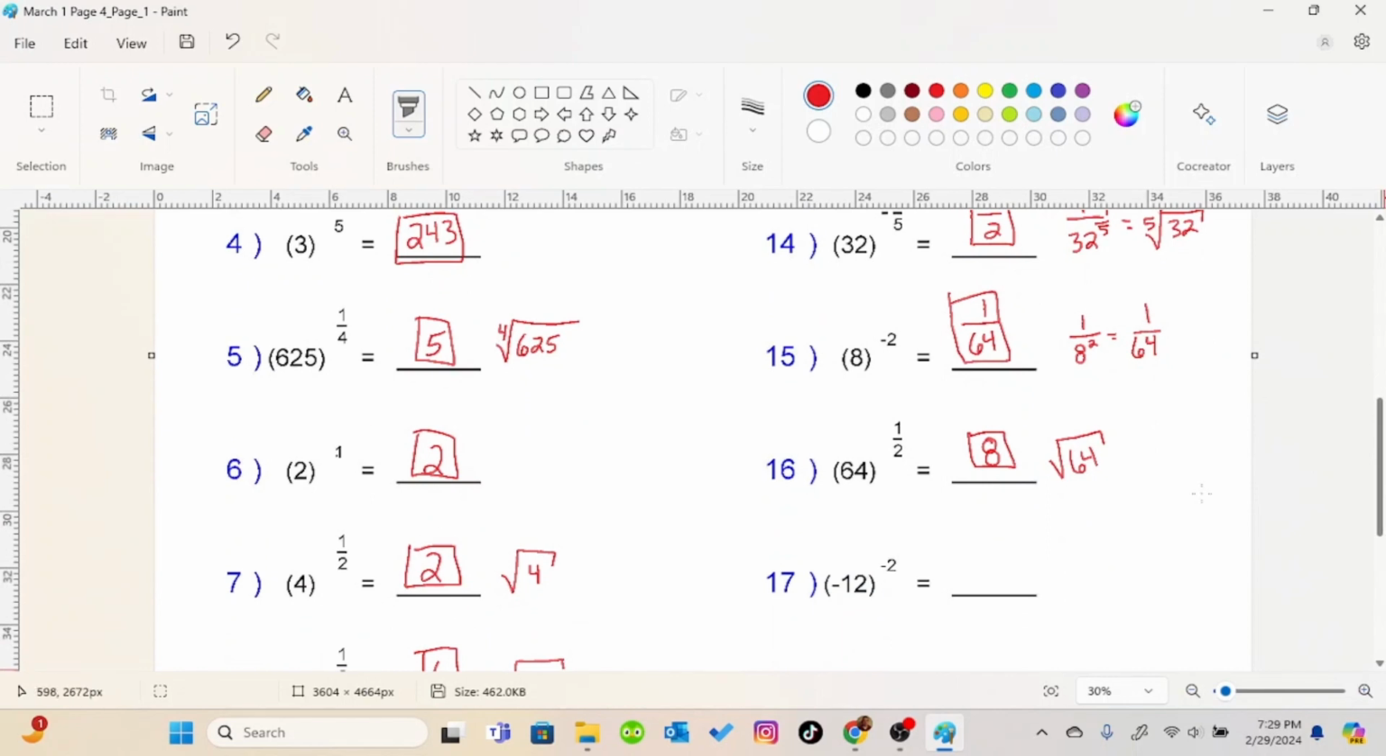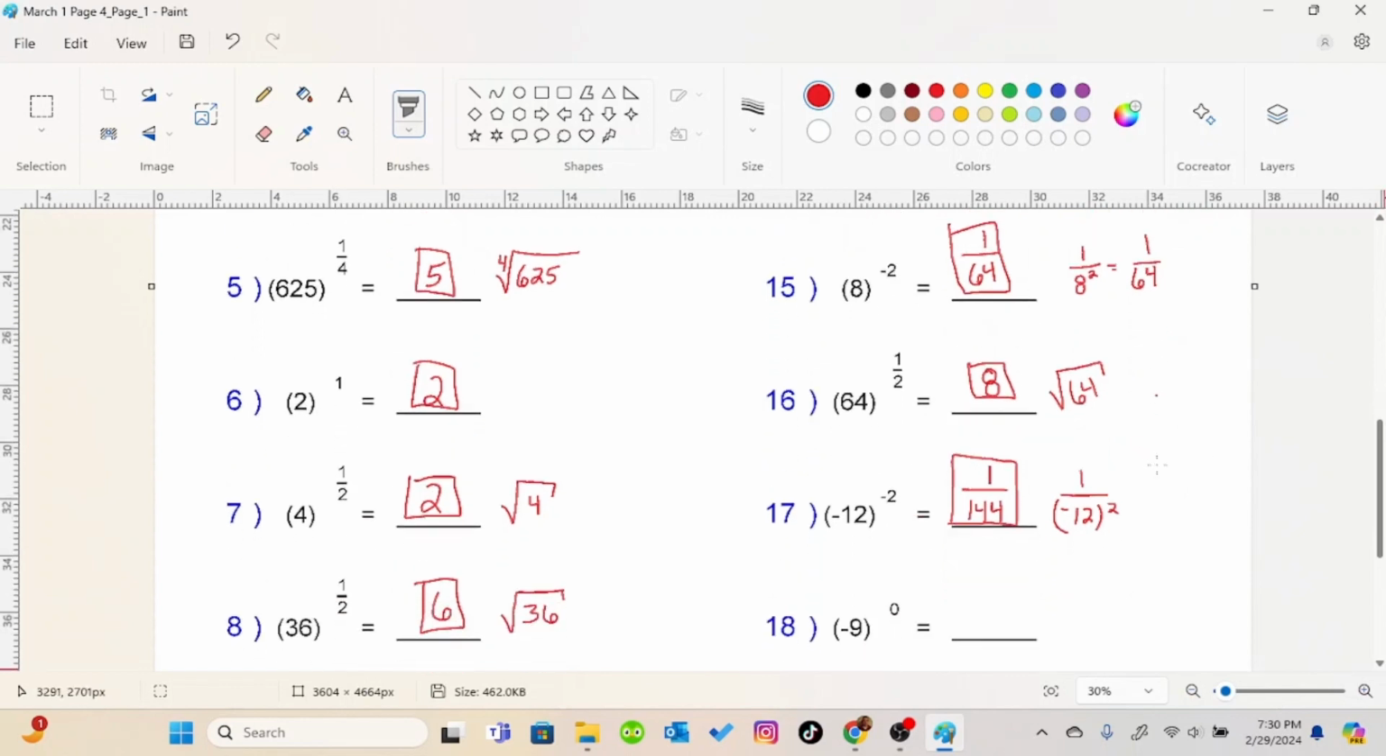Number 17. Negative 12 to the power of negative 2. The negative tells us we need the inverse. Now, negative 12 squared is 144. So our answer is 1 over 144. Number 18. Negative 9 to the power of 0. Anything to the power of 0 is 1.